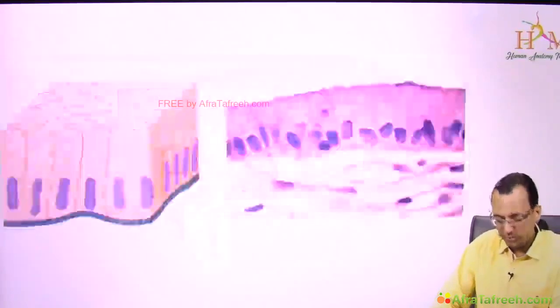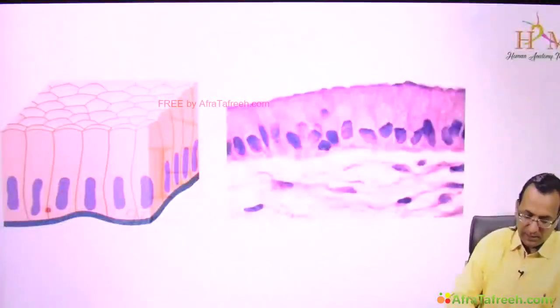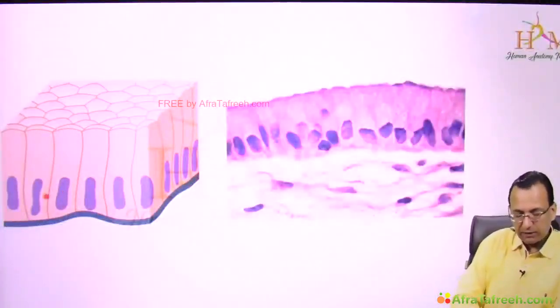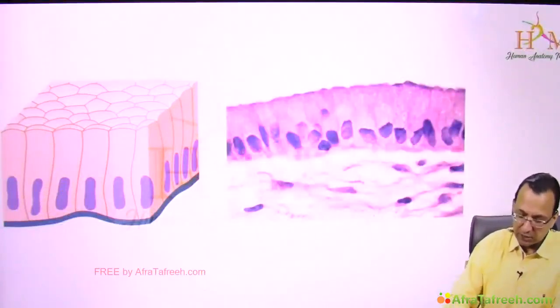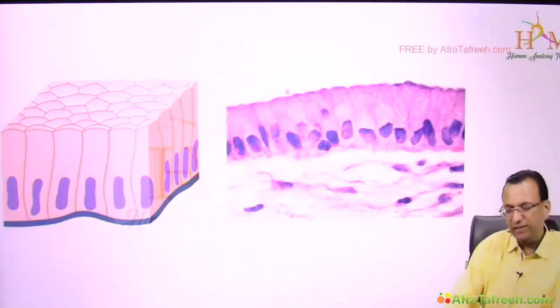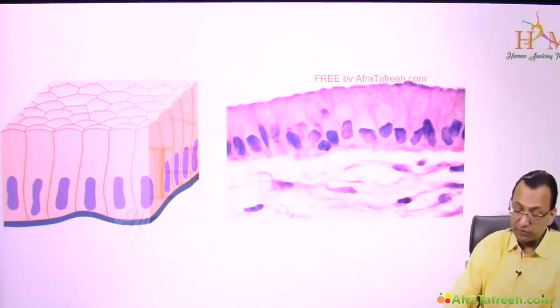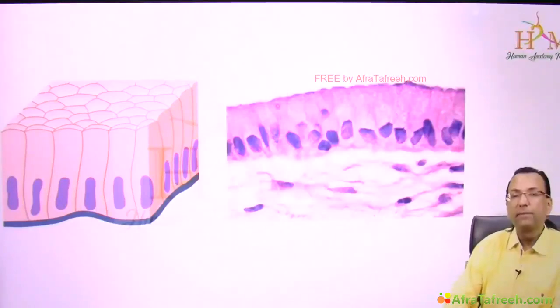What about simple columnar? Oval basal nucleus, and height is more than the breadth. So you are telling that there is an oval basal nucleus, and height is more than the breadth. How do you know height is more? Because there is more cytoplasm above the nucleus. This is a feature of columnar epithelium.